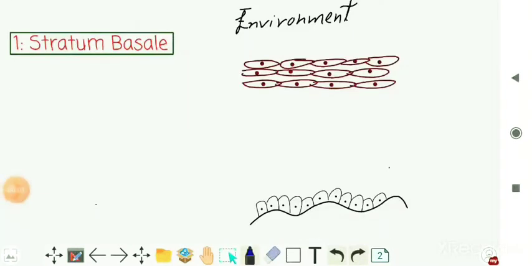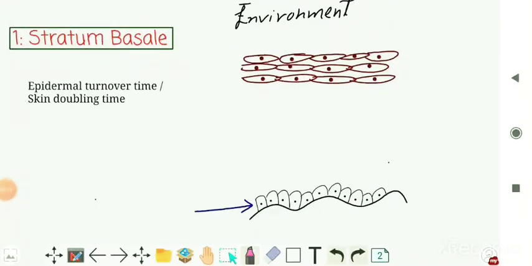Now let's continue with the first layer to be formed, that is stratum basale. The stratum basale is a single cell layer having keratinocytes, and these keratinocytes are mitotically very active. Now there is a time which is known as epidermal turnover time or skin doubling time. It is that time which is taken by the keratinocytes to move from the stratum basale to the environment.